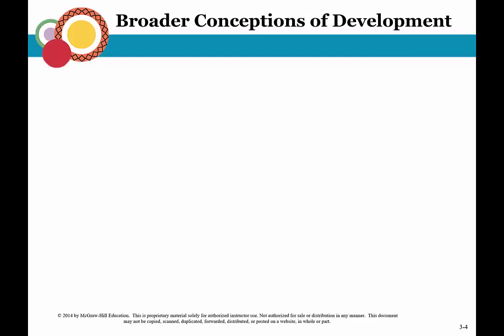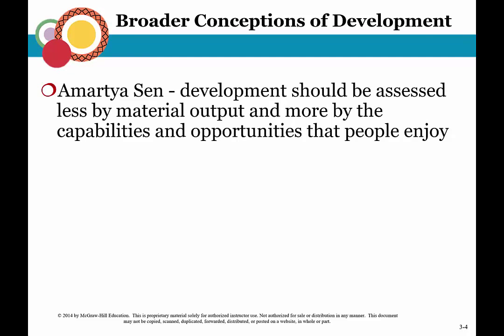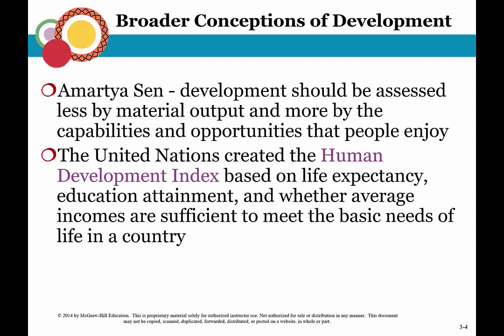Now, there are certain people that are highly influential, and they argue that development should be assessed less by material output and more by the capabilities and opportunities that people enjoy. Sen is one of those individuals. In fact, the United Nations has created a human development index based on life expectancy, education attained by people in that country, and whether the average income is sufficient to meet the basic needs of living in that country. And it really reflects Sen's idea, engaging a country's economic development and likely future growth.